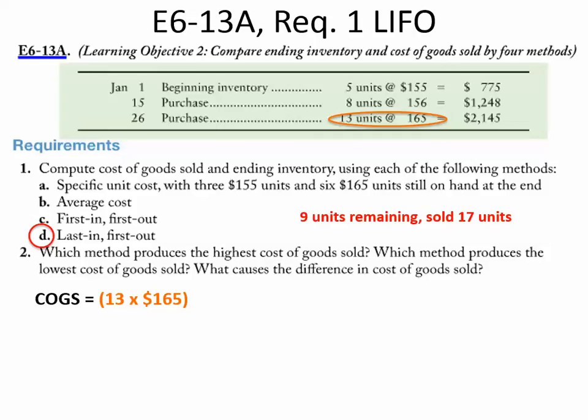Okay, LIFO means our last ones in are our first ones out. So our newest units are the ones we're selling first. So cost of goods sold, we know we sold 17 units, so I'm going to use all 13 of my most recent units. So 13 units from January 26th, so 13 at 165. And then I have to go back to January 15th and get 4 more units. And why did I get 4 more units? Well, I sold a total of 17 units. And I got 13 from my January 26th purchase, so then I need to take 4 more to reach 17 out of January 15th. So my cost of goods sold is going to be $2,769.